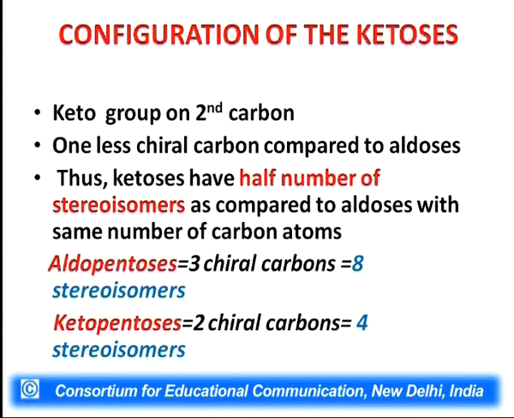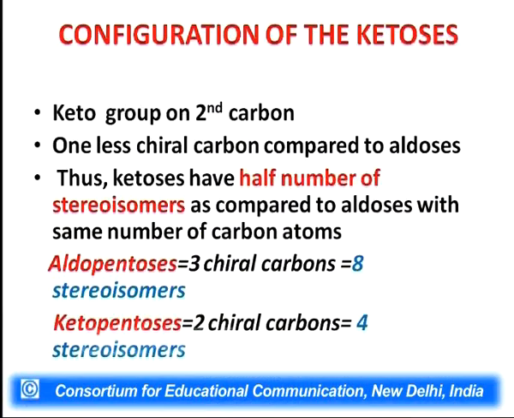Now, if we talk of the configuration of ketoses, the ketonic group is on the second carbon, which means we will have one carbon less as compared to aldoses, and since one carbon is less, the number of stereoisomers of ketoses will be half as compared to aldoses with the same number of carbon atoms. Aldopentoses have three chiral carbon atoms, so the number of stereoisomers would be 8, whereas ketopentoses have 2 chiral carbons, that is one chiral carbon less. So the number of stereoisomers would be half, that means 4.